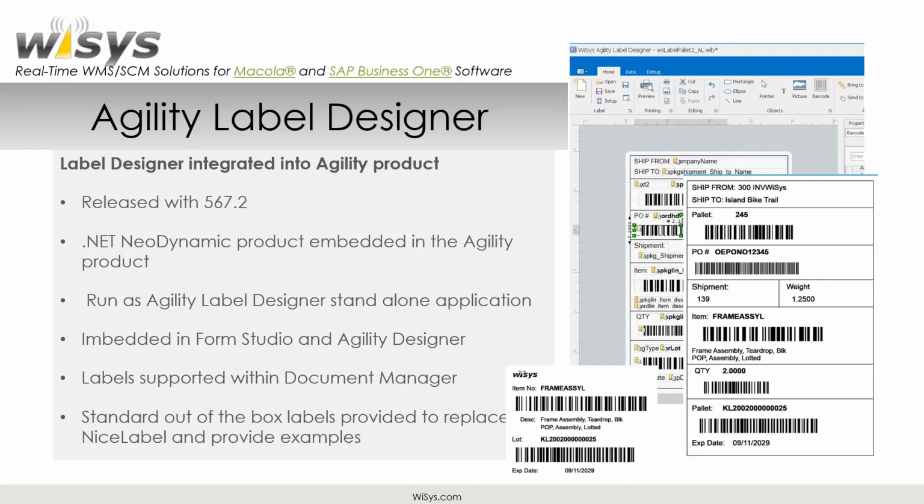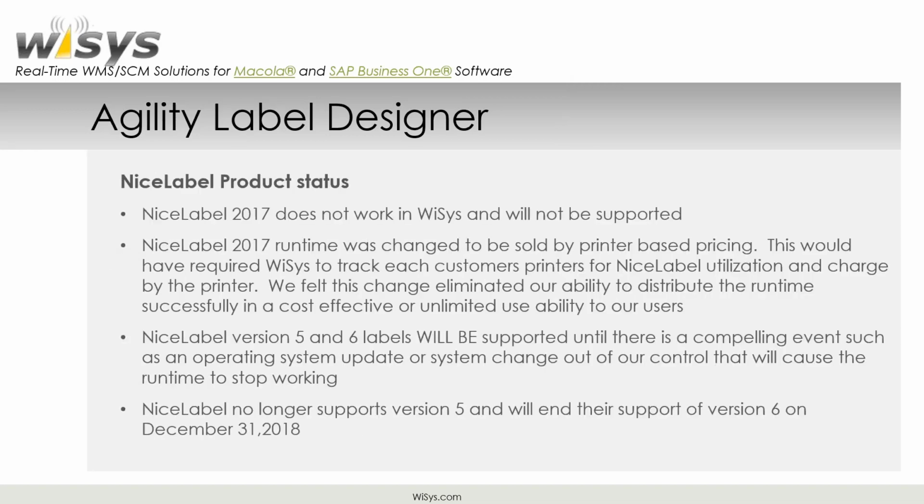As part of the Agility Label Designer release, we have included standard out-of-the-box labels. So the labels that used to come with NiceLabel, we had some out-of-the-box ones that we provided that you could pull into Document Manager, use them right out of the box, use them as a template to customize and do your own. We've done the same thing with the Agility Label Designer. So you will have those out of the box provided to you. And again, you can use them out of the box, customize them, copy them, get ideas from them, whatever you need to do with that product.